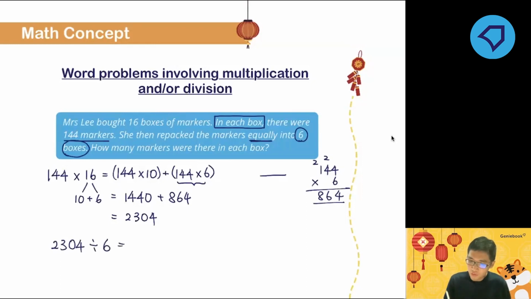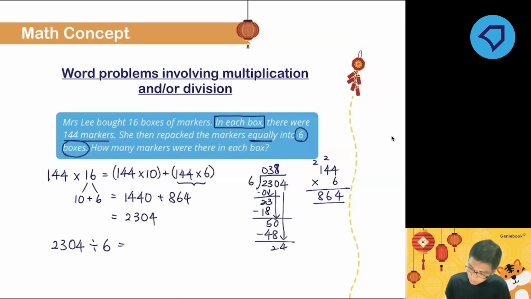This is where, again, you do your long division. Sorry, that should be 8. And there we have it. The quotient is 384. All right, so I'm going to show you your next bubble question.